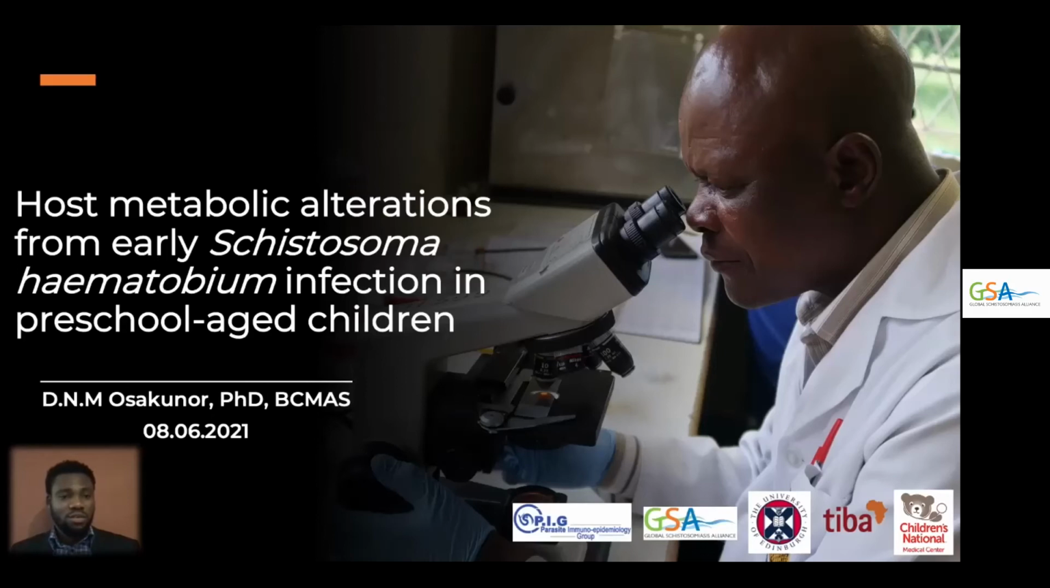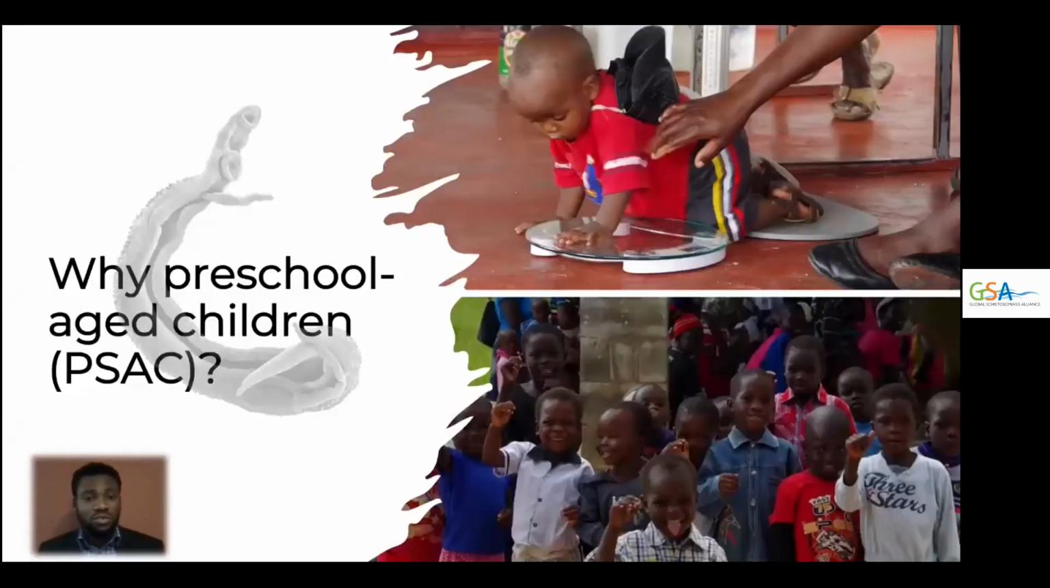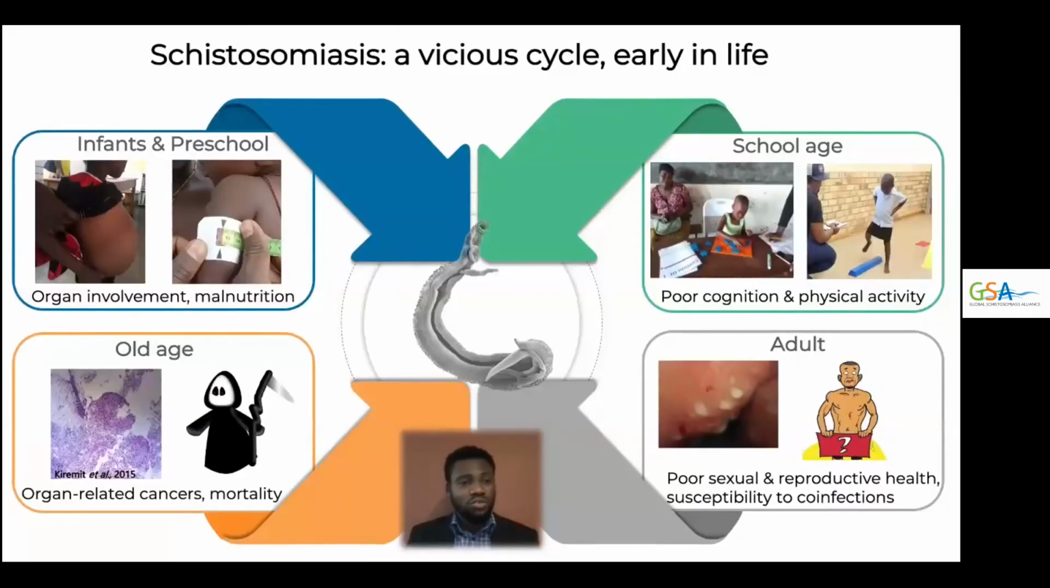Hello everyone, and thank you so much for giving me the opportunity to share with you my findings from a study on host metabolic alterations from early Schistosoma haematobium infection in preschool-aged children. So for schistosomiasis, why the interest in preschool-aged children in the first place? Schistosomiasis is a vicious cycle with devastating consequences, including malnutrition, poor cognition and physical activity, most of which occur early in life from exposure, and this can go on right into adulthood with sometimes irreversible chronic morbidity, as you can see on the slide.